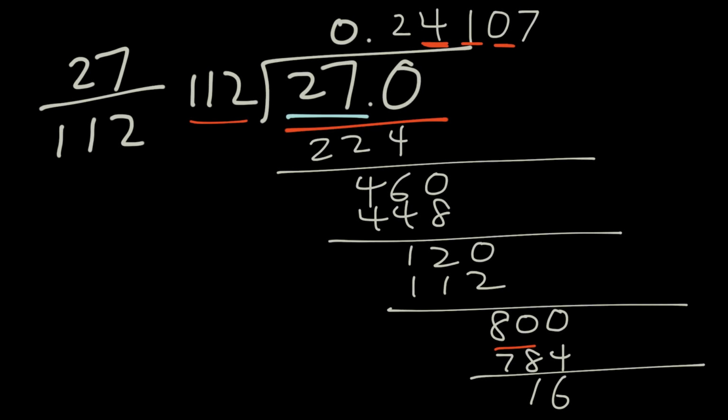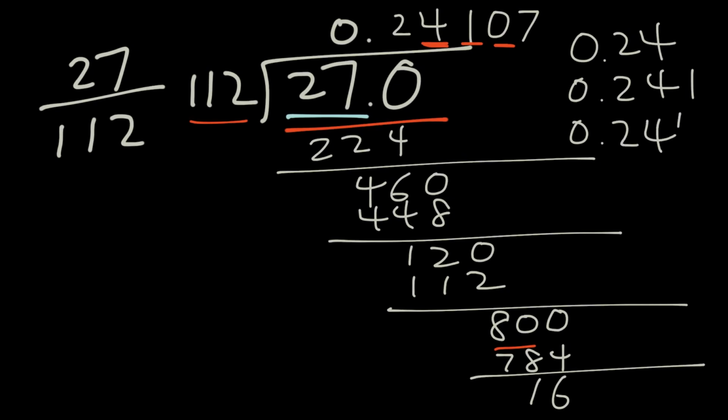So if it was mentioned to you that you need to convert it to the hundredths value, then we will have 0.24 as the answer. And if they wanted to convert to the thousandths, then it will be 0.241. And if you wanted to go even further, it could be 0.2411 and so on. So this is how you would convert fractions to decimals.